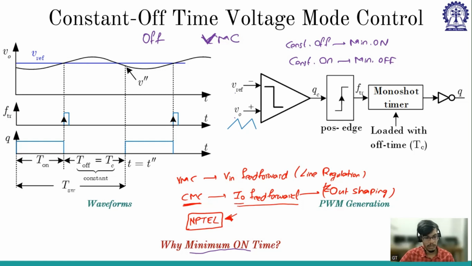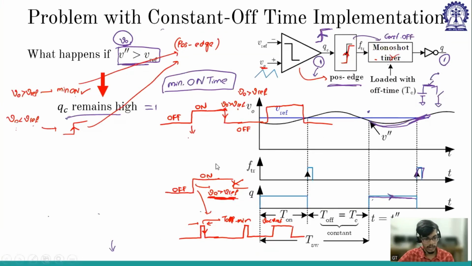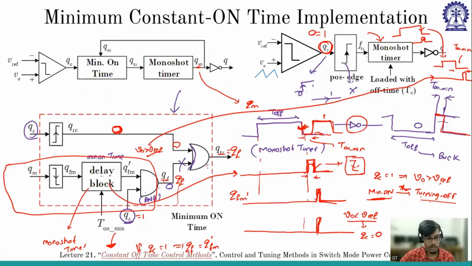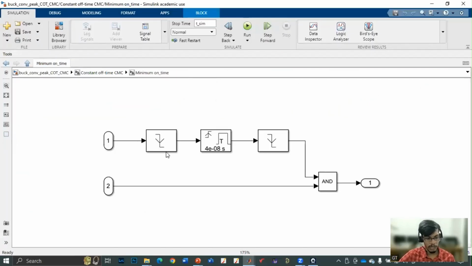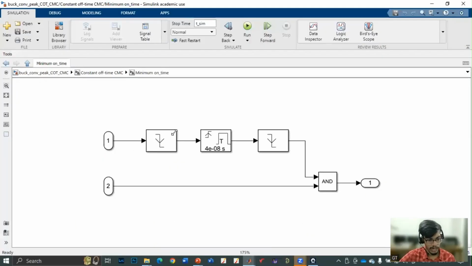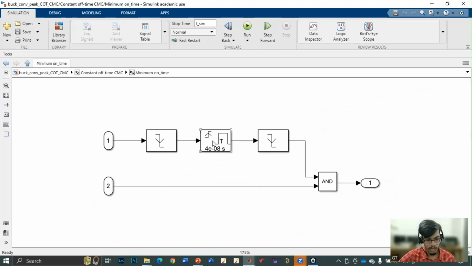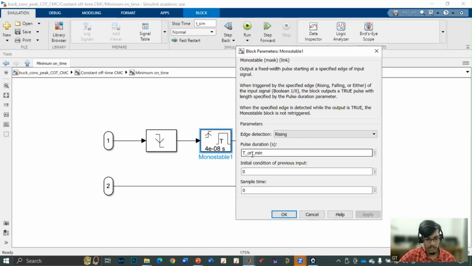So coming to this, this is the monoshot timer. If we compare, this monoshot timer is this monoshot timer. Now we'll enter this minimum on time block. Let me change the color, make it green. So we are detecting this falling edge, and then this delay block is another monoshot timer, the monoshot timer with T on minimum. It has pulse duration T on minimum.